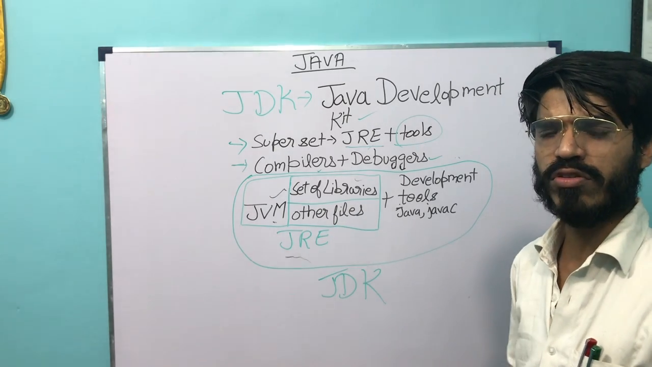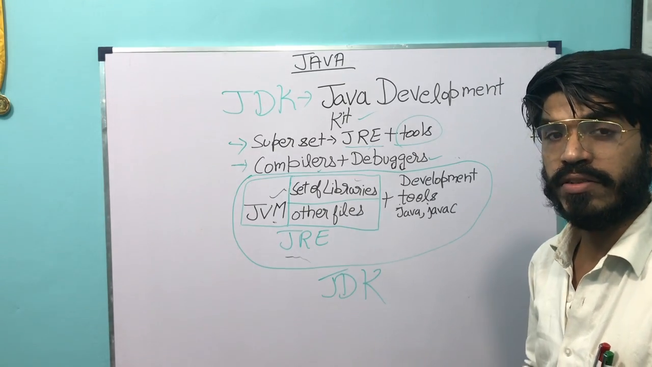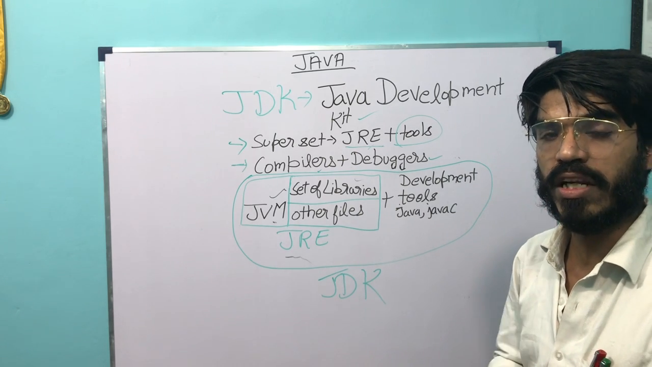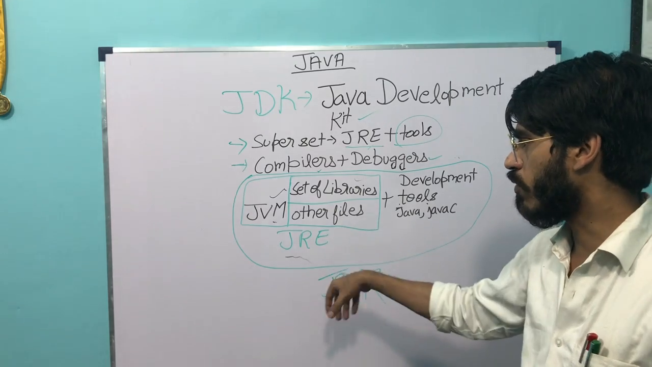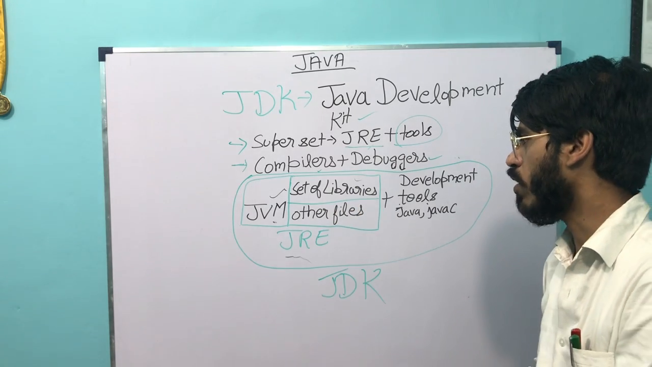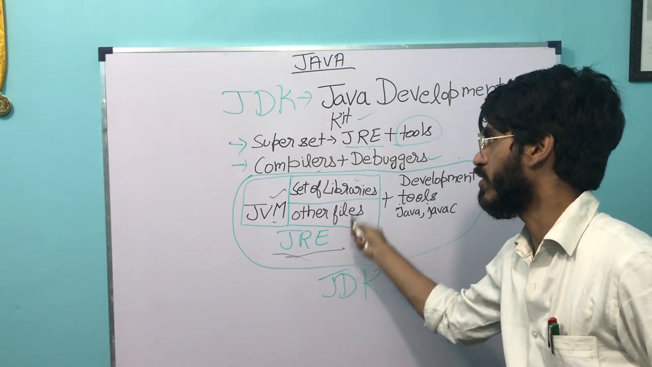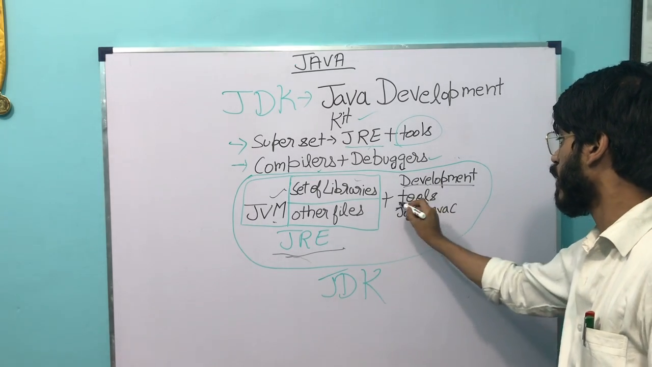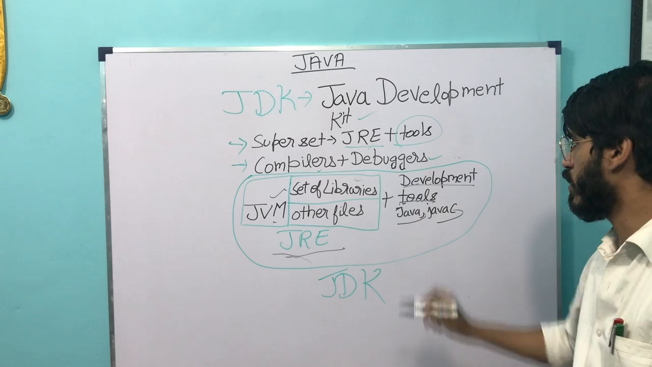Some other files are also there, like we learned in the previous video. I have told about garbage collection and exceptions. So some other files are also there. That all comes under your JRE, Java Runtime Environment. Some development tools are there like java, javac.